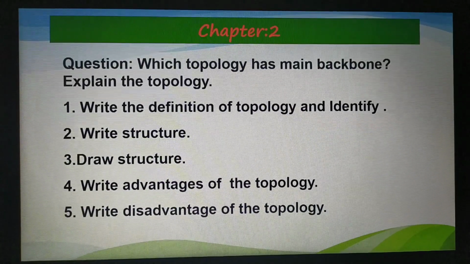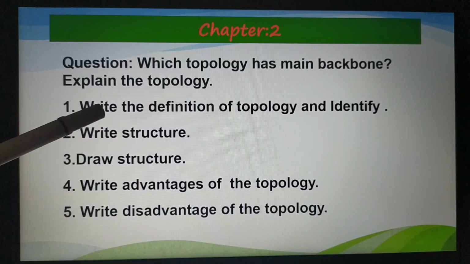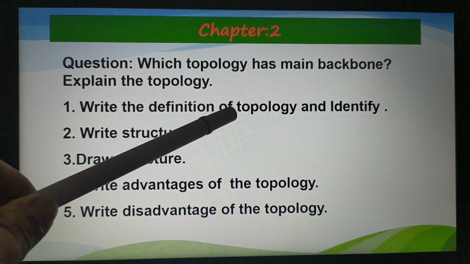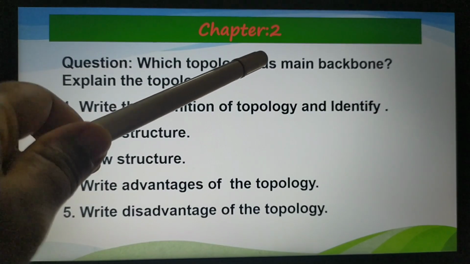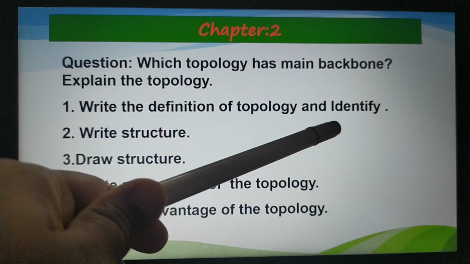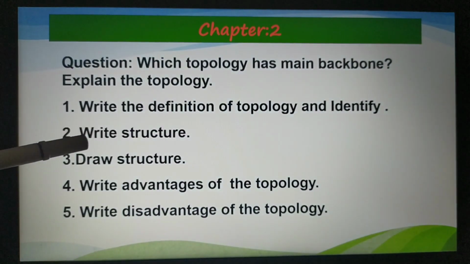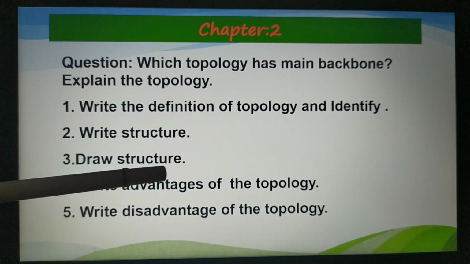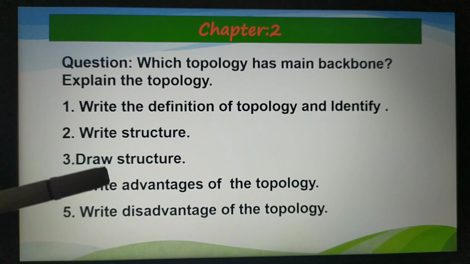That means, the question is, which topology has a main backbone? So first of all, you write the definition of topology, and which one has a main backbone? Right, bus topology. So you have to identify bus topology. Write the definition of topology, then identification. Then write the structure. Structure means configuration, that means how it forms. That one you have to write. Then draw the structure and write the advantage of the topology, write the disadvantage of the topology.